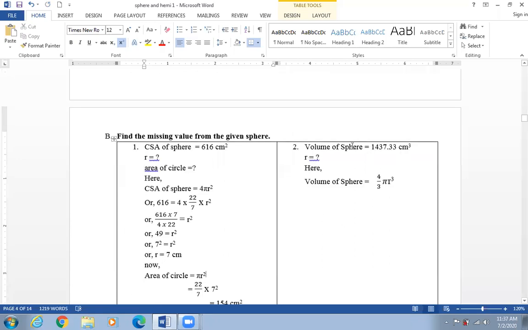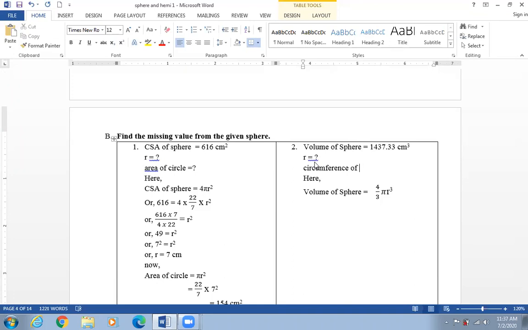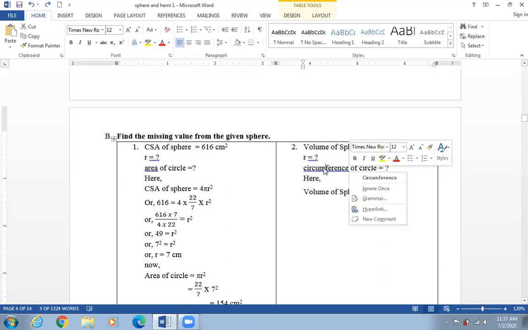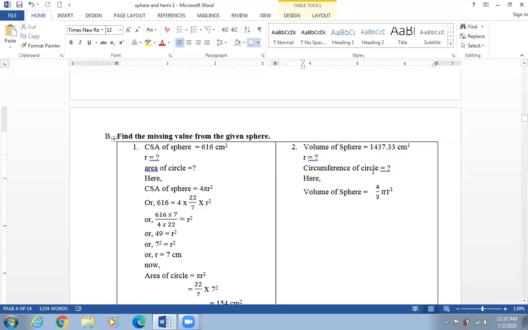So volume of sphere is given this much. Let us give the next question also. Circumference of circle equals to, let us find out the circle also. If circumference of circle is asked to find, sometimes radius is not given, we have to find the radius. So to find the circumference we need the radius.